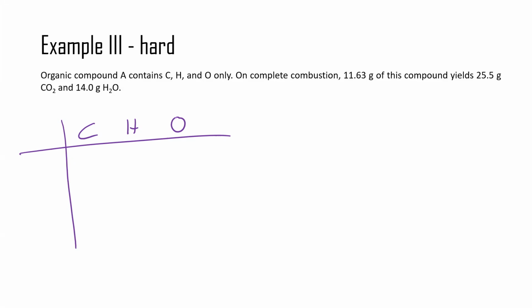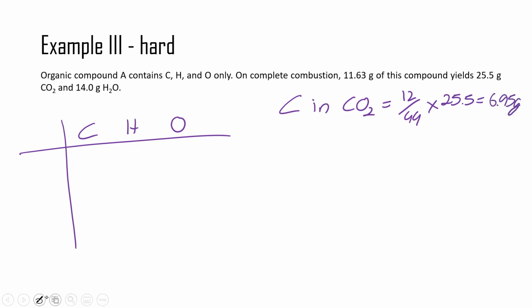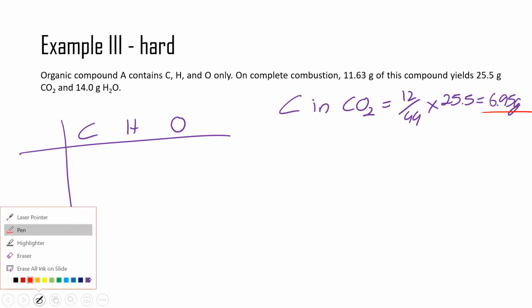Okay? So, we have been given CO2. So, carbon in CO2 is equal to 12 on 44. So, 12 is the mass of carbon, and 44 is the mass of CO2. Times 25.5, which is equal to 6.95 grams. So we will have 6.95 grams of carbon.